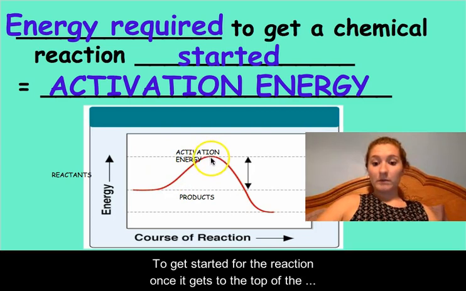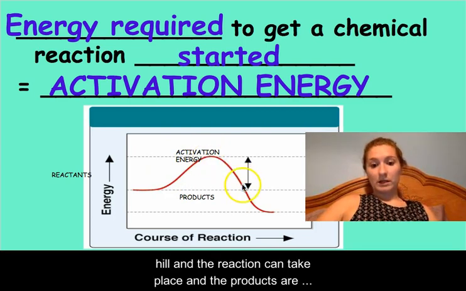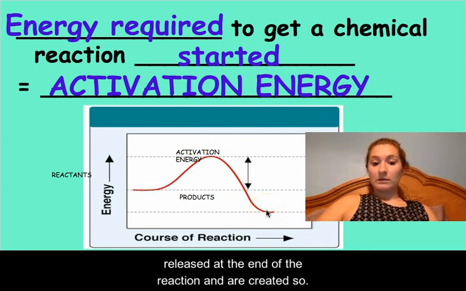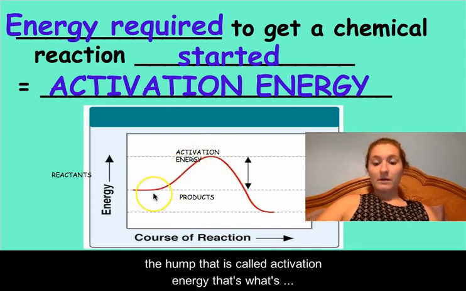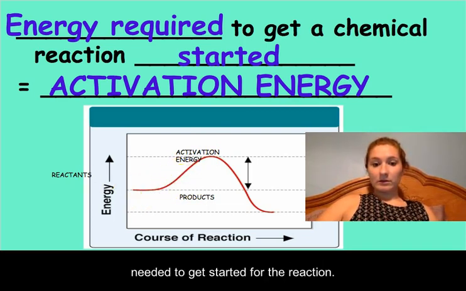Once it gets to the top of the hill, then the reaction can take place, and then the products are released at the end of the reaction and are created. So from the amount that the reaction starts till the top of the hump, that is called activation energy. That's what's needed to get started for the reaction.